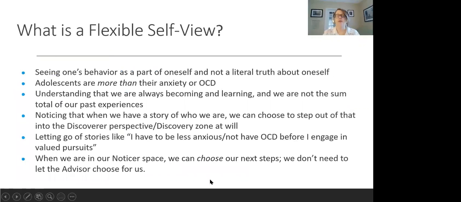So a flexible self-view then is understanding that this idea I have of myself is an idea. It's part of me, but it's not a literal truth, right? We're more than our OCD. Okay, I'm more than a psychologist. I'm more than a mom. We're much more than that, right?